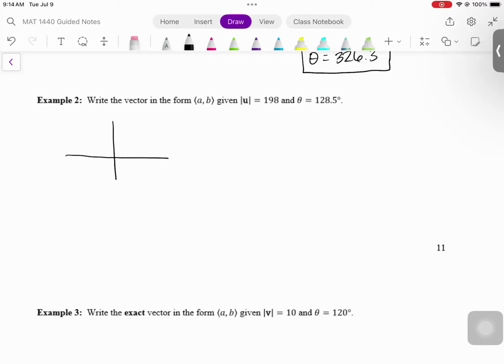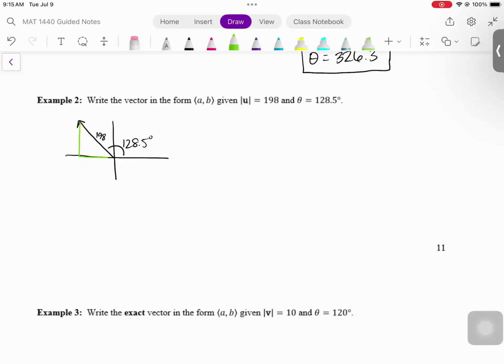Starting at our positive x-axis, 128.5 degrees is going to take us into that second quadrant. And I'm not going to emphasize or worry too much about how far into that second quadrant. This is just going to give me this visual here. So this angle is 128.5 degrees. And we know the length of this vector is 198. That's our magnitude.